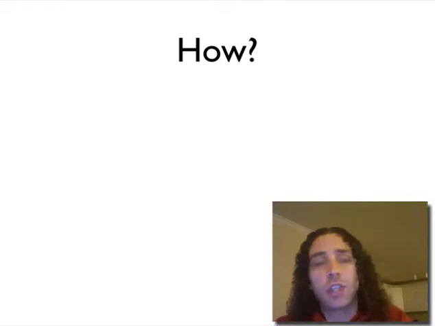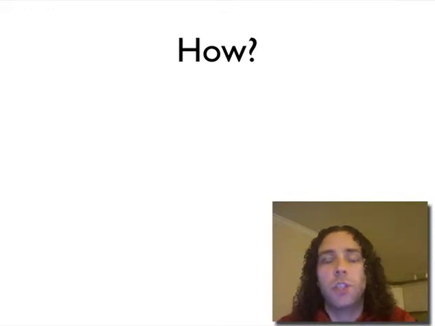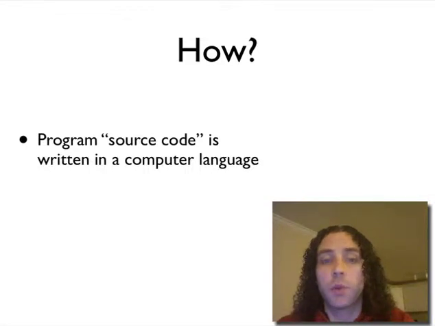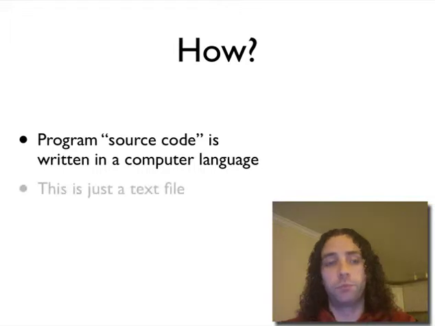So how does this actually work? What does someone do when they're a programmer? Well, first of all, what you express a program in is called source code, and it is written in a computer language. This could be C, Java, C++, JavaScript, things like that. There are various languages, and they all have different benefits, drawbacks, and situations where they're best applied.